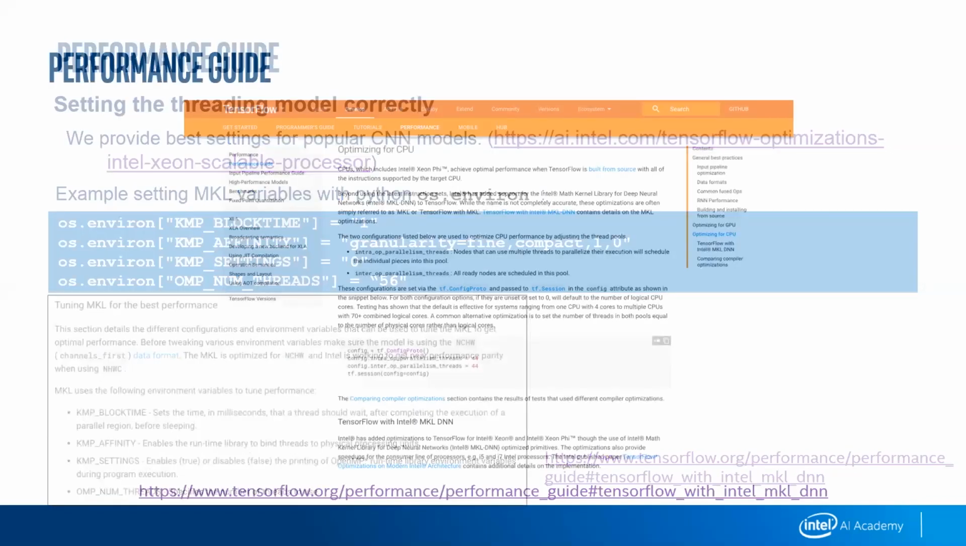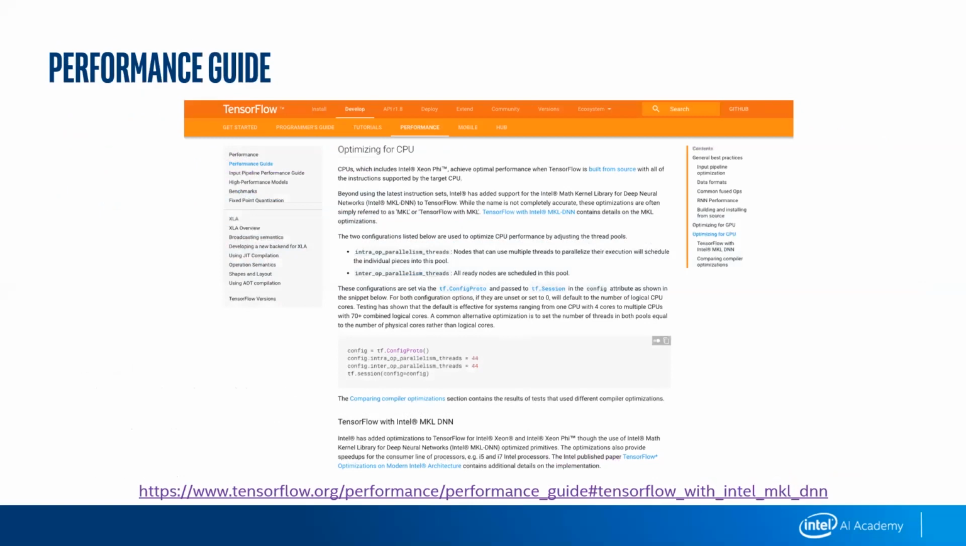Again, it's kind of reiterating the same data, but this is the web page. You can take a look at it. There is a very nice article that essentially talks about how to optimize for the CPU. This is constantly updated, or you can visit the ai.intel.com website for additional details as well.